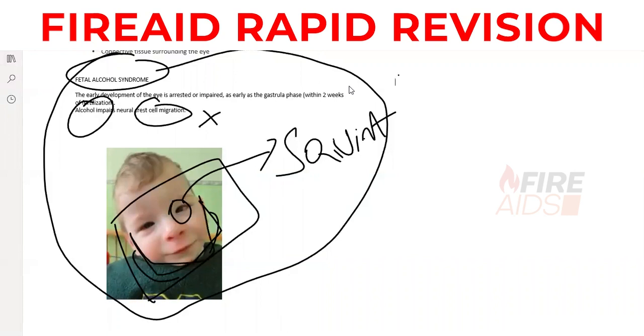I don't think they will ask for fetal alcohol syndrome itself. They might ask what is the problem in this child, and you should say impairment of neural crest cell migration. Or they might give the words fetal alcohol syndrome and ask where the problem is. You should say neural crest cell migration. Is that clear?